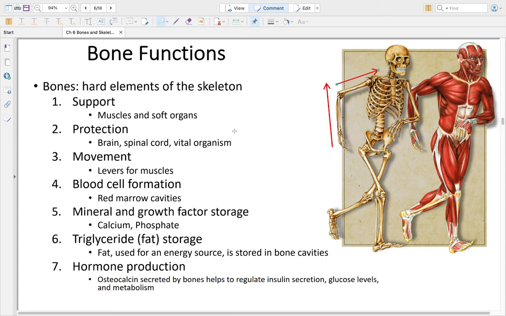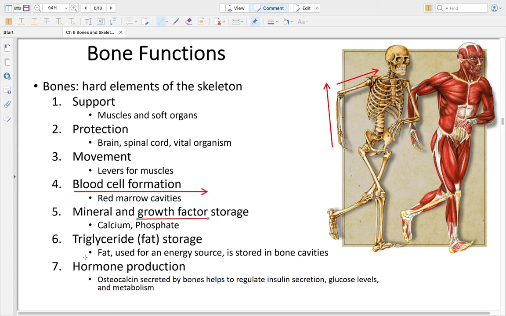Okay, inside of certain bone marrow cavities, like the red bone marrow cavities, red blood cells are formed, and our white blood cells are formed as well. Okay, the minerals that we need stored in the bones are calcium and phosphate. Now we also have growth factor in there, which is helpful because we need growth factor locally in this area for bone cell formation. We also need it for bone repair and bone cell replacement. So it's right there, ready to go.